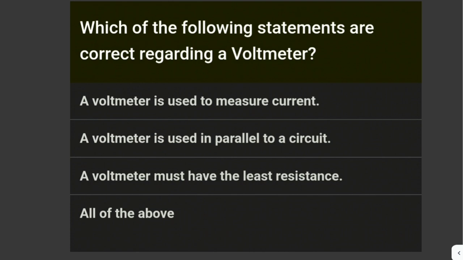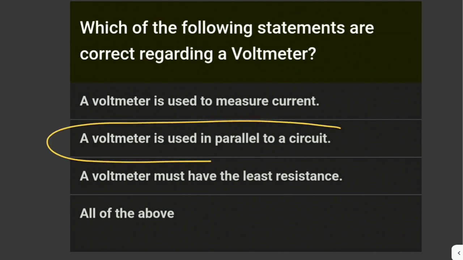Which of the following statements are correct regarding a voltmeter? A voltmeter is used to measure current. A voltmeter is used in parallel to a circuit. A voltmeter must have the least resistance, or all of the above. A voltmeter is used to measure the potential difference between 2 points, and it is used in parallel with a circuit when measuring voltage. Ideally, a voltmeter should have high resistance so that no current flows through it while measuring the potential difference between the 2 points. So the answer here is this one: a voltmeter is used in parallel to a circuit.